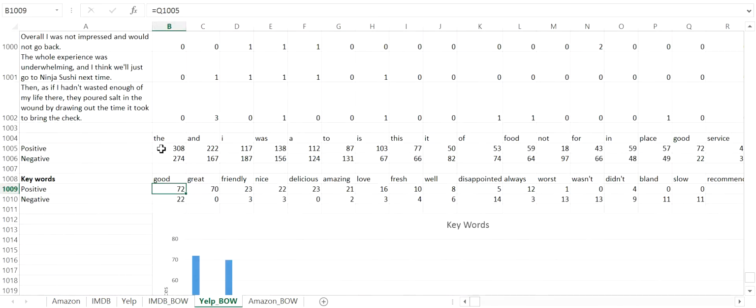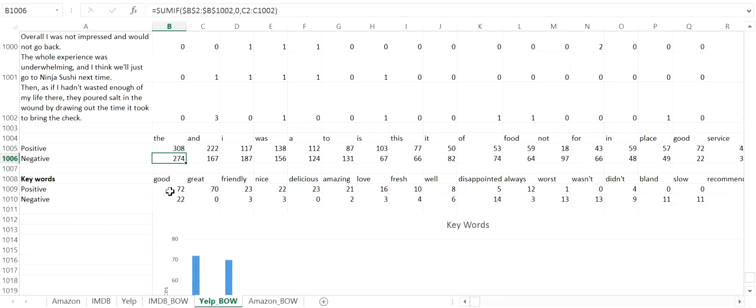Next, we were able to break up each individual word into how often it appears in both positive and negative sentences. So we use a sum and if statement function through Excel to give us the number of times specific words appear in specific types of sentences. So as you can tell, the word the appears 308 times in positive sentences and only 274 times in negative sentences. So we did this through all the words in the bag of words given to us.